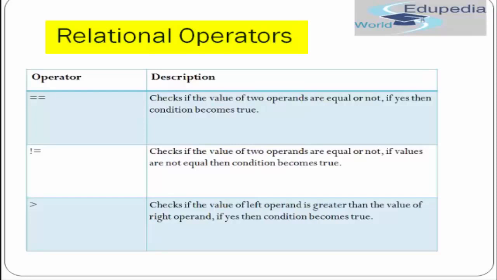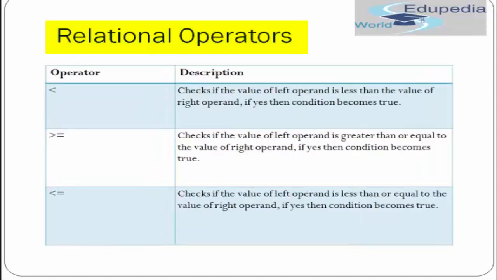Okay, then we have the greater than and less than operators. It checks if the value of the left operand is greater than the value of the right operand. I hope that's pretty simple. I mean, you must have used greater than and less than signs in maths. Then moving forward, the greater than sign with equals to checks if the value of the left operand is greater than or equal to the value of the right operand.